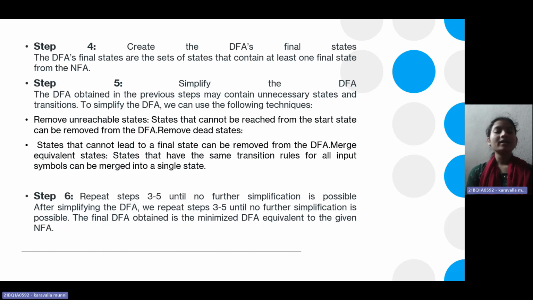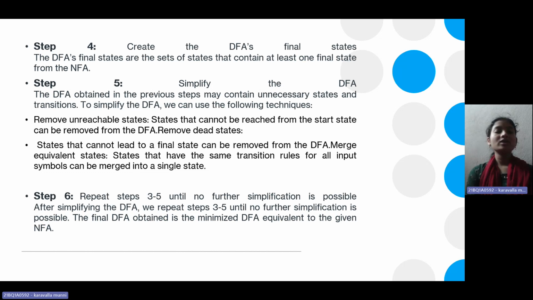Step 4. Create the DFA final states. The DFA final states are the sets of states that contain at least one final state from the NFA. Step 5. Simplify the DFA. The DFA obtained in the previous step may contain unnecessary states and transitions. To simplify the DFA, we can use the following techniques.